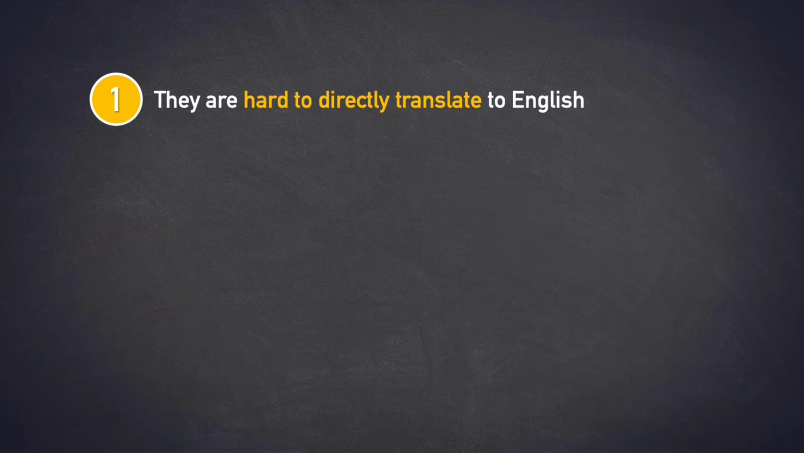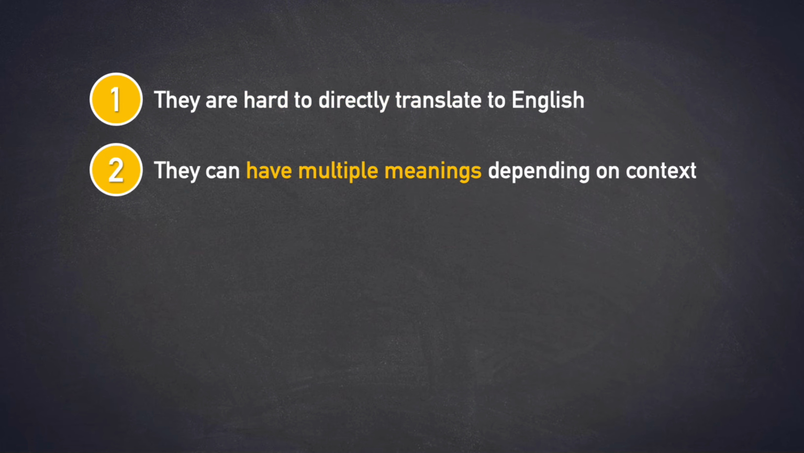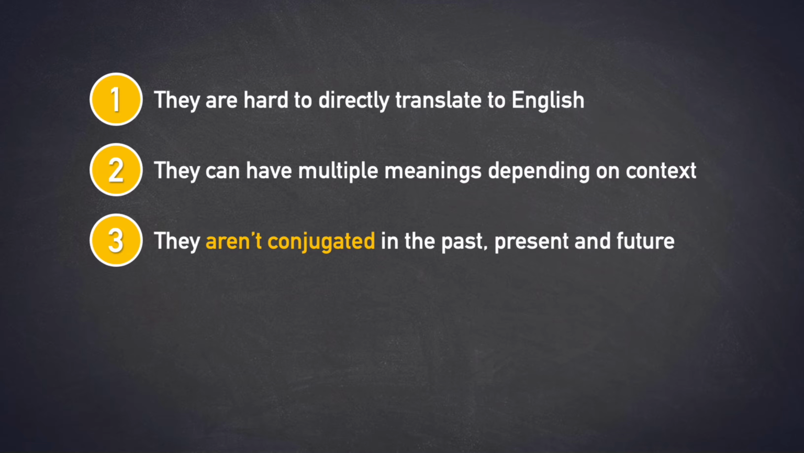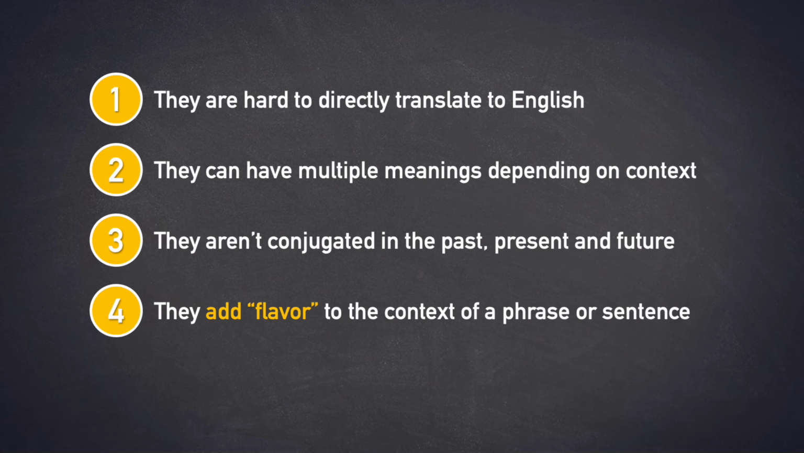Individually, Tagalog enclitic particles have their own definitions, but collectively, they have common characteristics, particularly on how they affect the context of a phrase or sentence. So be mindful of the following. They are hard to directly translate to English. Most often, their meaning can only be approximated to English. They can have multiple meanings depending on the context. They aren't conjugated in the past, present, or future. Their time reference is simply implied in the context. They add flavor to the context of a phrase or sentence.